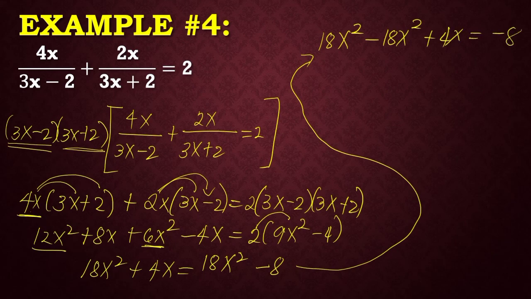So, yan, makakancel yung 18x squared na yan. So, 4x equals negative 8 na lang. Then, we divide the whole equation by 4. So, the value of x is negative 2. Okay. So, next na gagawin natin, i-check natin siya sa given equation.